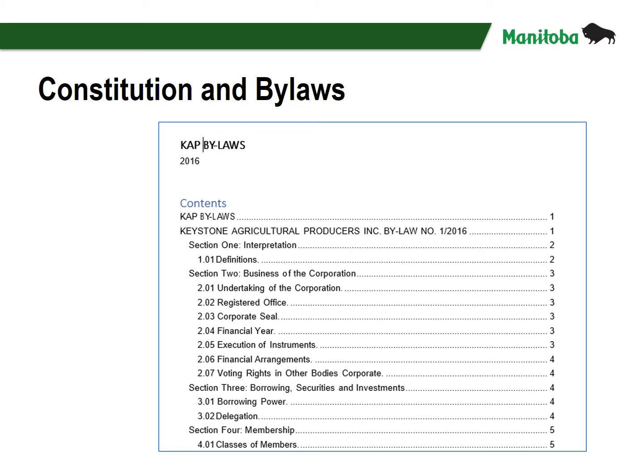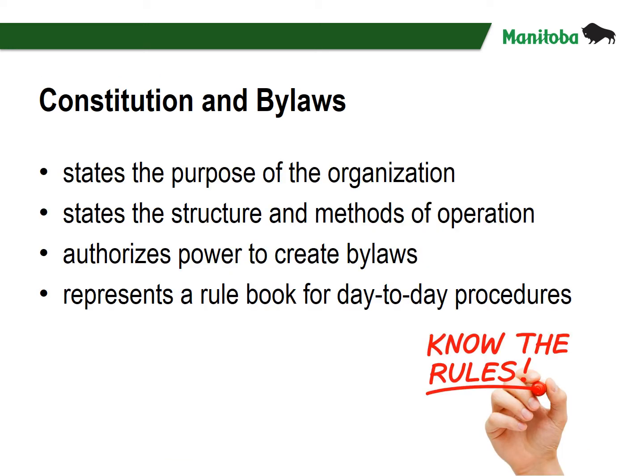We will now switch gears and talk about Constitution and Bylaws, which is another foundational document. Constitution and bylaws are foundational documents that every board member needs to be familiar with. Traditionally, some organizations had both a constitution and bylaws. It is now common for organizations to refer to this governing document as its bylaws. In cases where they are separate documents, the Constitution states the purpose of the organization. It also states the structure and methods of operation.